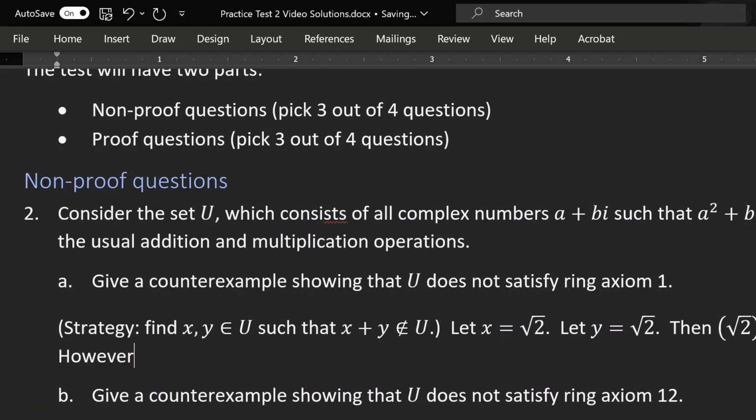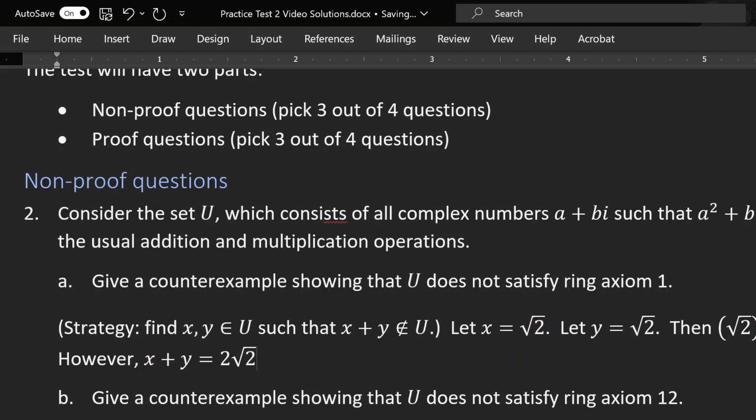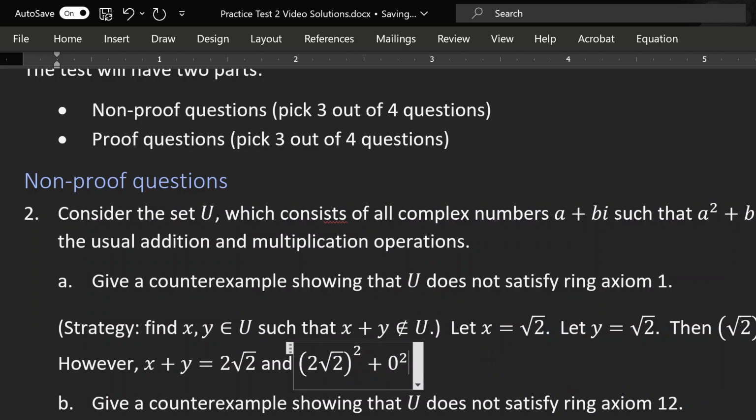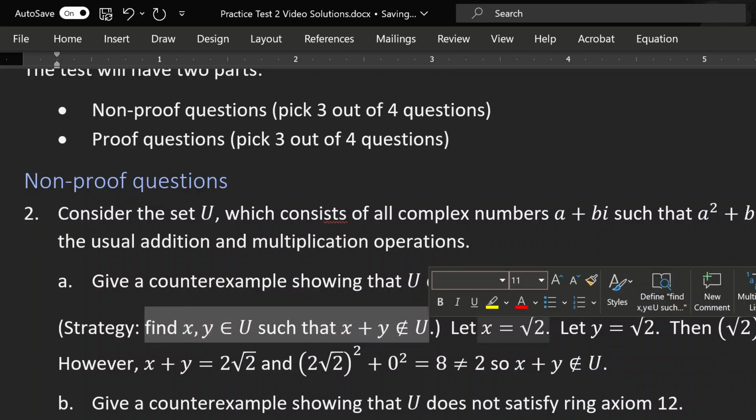However, if we add them together, X plus Y is going to be 2 times the square root of 2. If we do the A squared plus B squared calculation on that, we have 2 times the square root of 2, squared, plus 0 squared. That is 4 times 2, which is 8. That is not equal to 2. So X plus Y is not in U. That is a counterexample. We have found X and Y in U where X plus Y is not in U.